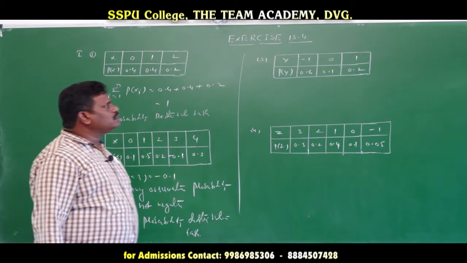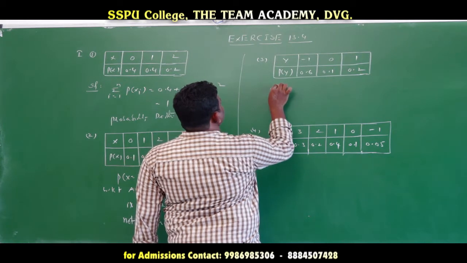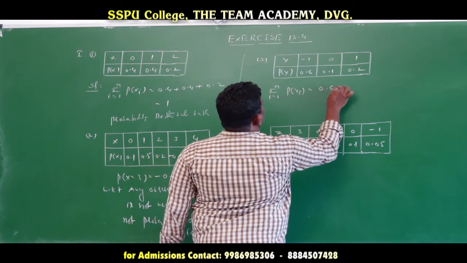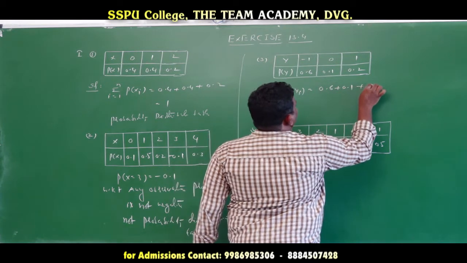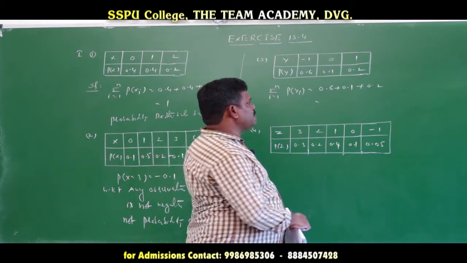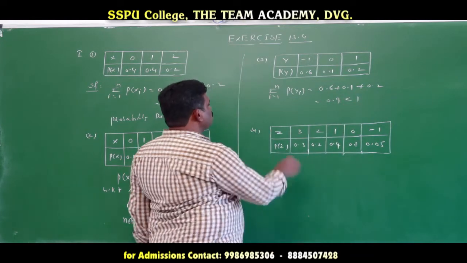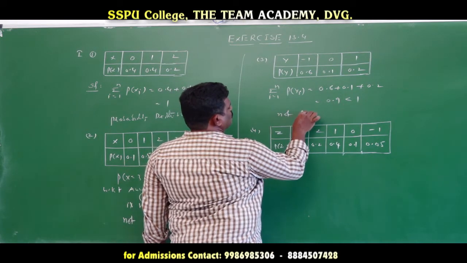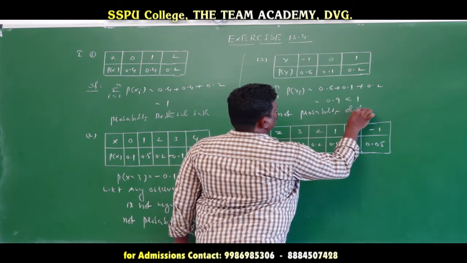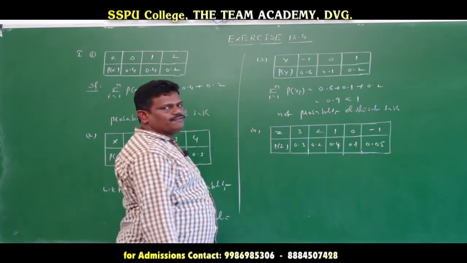Third one: all are positive. So we find the sum of probability of yi, which is 0.6 plus 0.1 plus 0.2. That equals 0.9. This value is less than 1, so this is also not a probability distribution table.